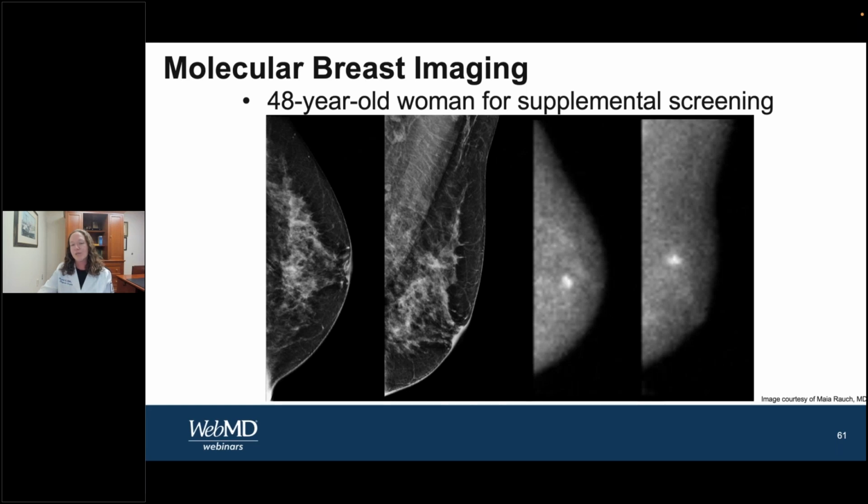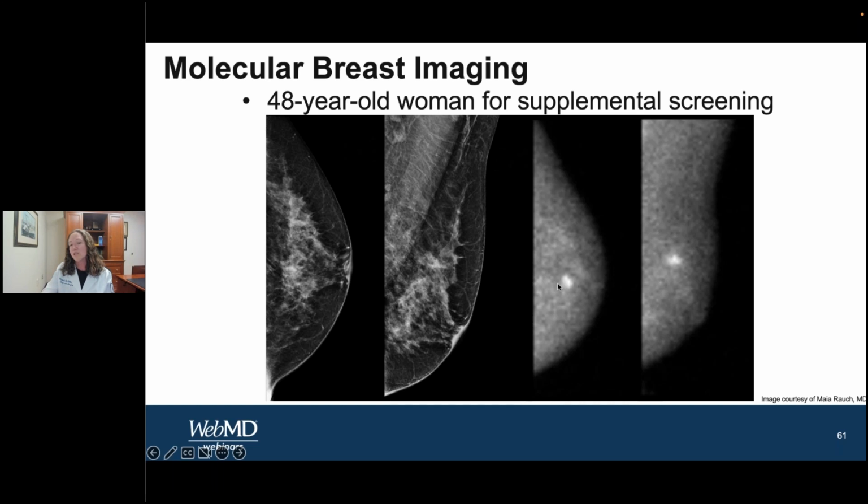So here's what those images look like. This was a 48-year-old woman who presented for supplemental screening after her mammogram. And the two images on the left side of the screen are her two standard mammogram images of her left breast. And then on the right-hand side of the screen, those are the corresponding molecular breast imaging images.